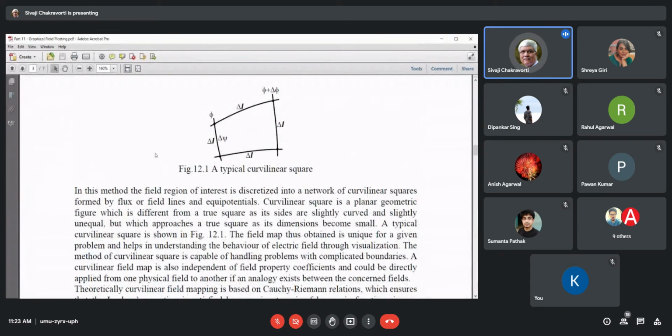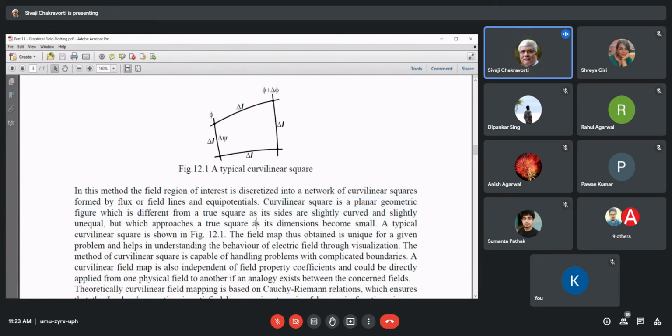Now, typically, what is a curvilinear square? A curvilinear square is, of course, a planar geometric figure, but it is not a true square because its four sides are slightly curved and unequal. But as we reduce the dimensions of the curvilinear square, it will become a true square. This is the concept of a curvilinear square.